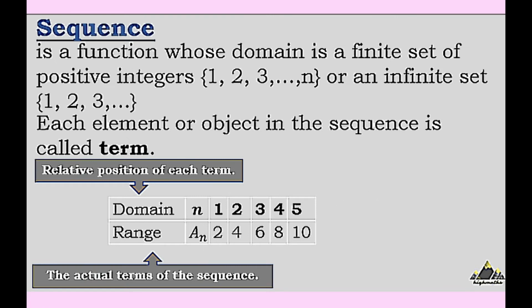If we say a sub 1 is 2, that means the first term is 2. If we say a sub 2 is 4, that means the second term is 4. A sub n, where n is 3, is 6. That means the third term is 6, and so on. So a sub n is the actual term of the sequence.